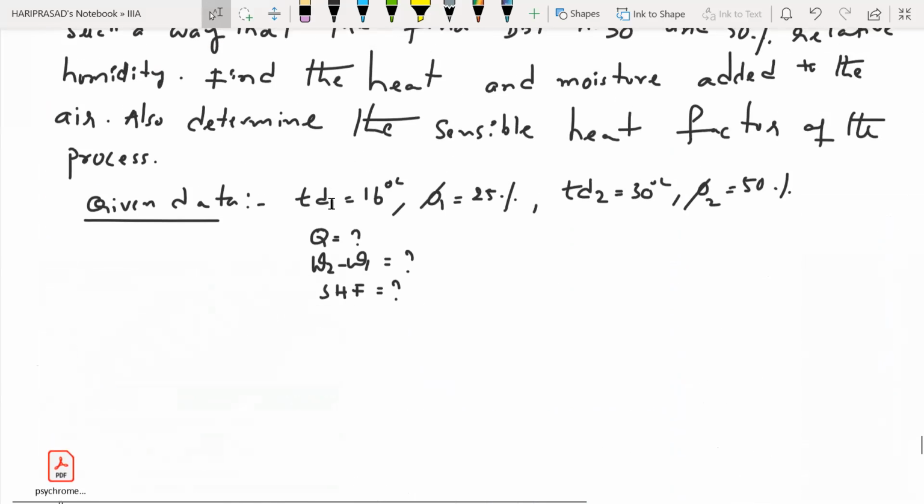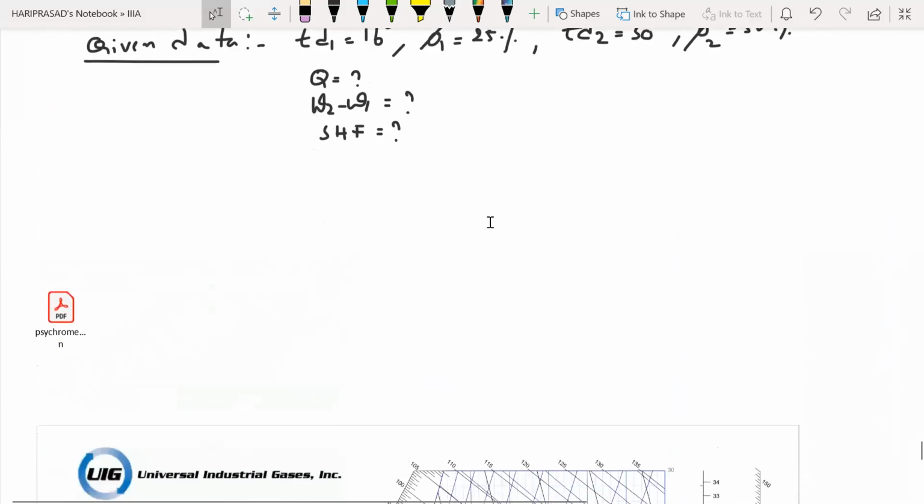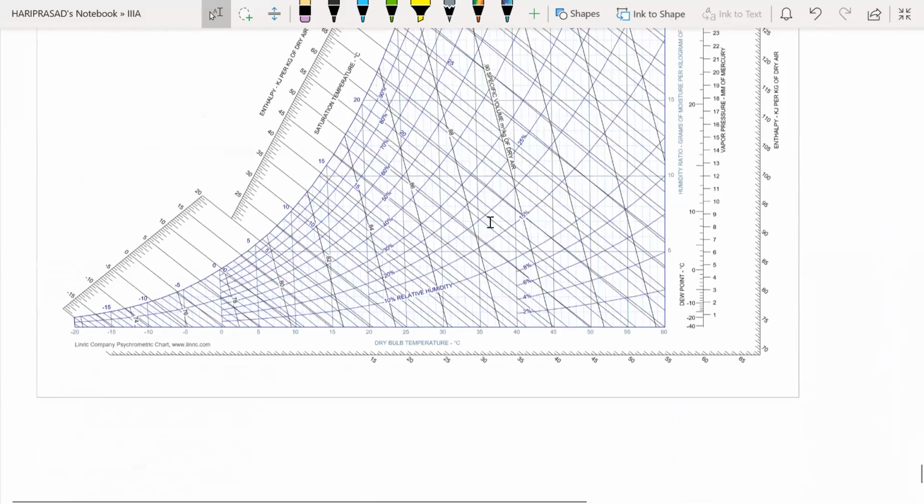So point 1 is PD1 is 16 and phi1 is 25. We go to the 16 degrees centigrade here. So this will be the 16 degrees centigrade. From here, we draw one vertical line. This will be the TD1, and TD1 is 16 degrees centigrade. Next, this will be the 25. So look at this one as point 1.